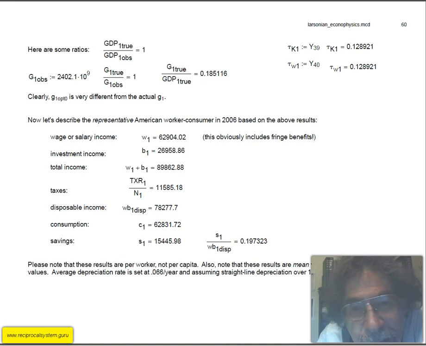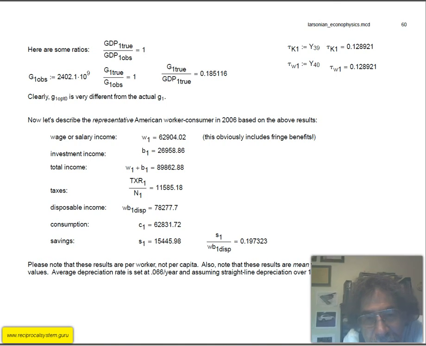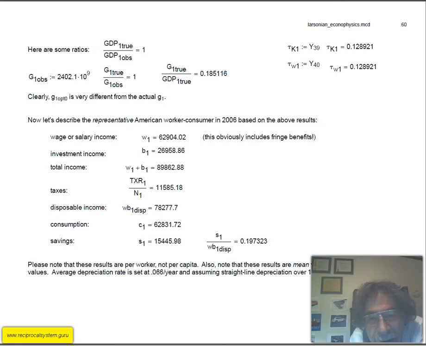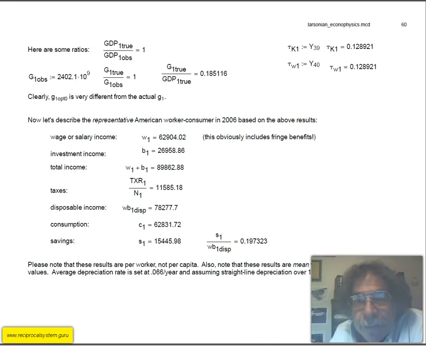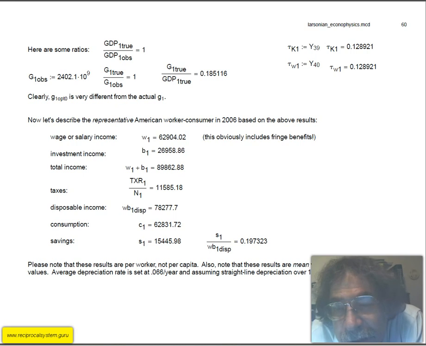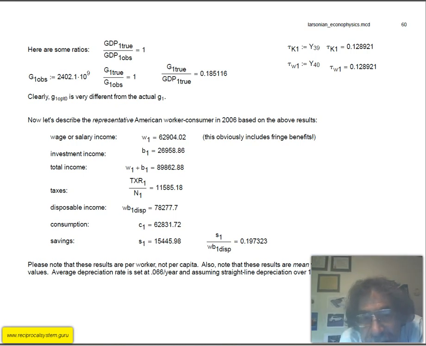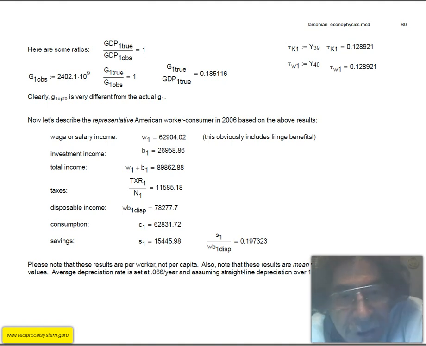So, for example, G sub 1 true divided by GDP sub 1 true. So that's the ratio of government spending to the gross domestic product, and you can see it's 0.185116 or 18.5%. And interestingly, the effective tax rates, I set the effective tax rates to be the same for labor and capital. It's just another one of those assumptions to make things a little bit easier. So it's about 12.8%. That's the actual true tax rate, with all the deductions and everything else.